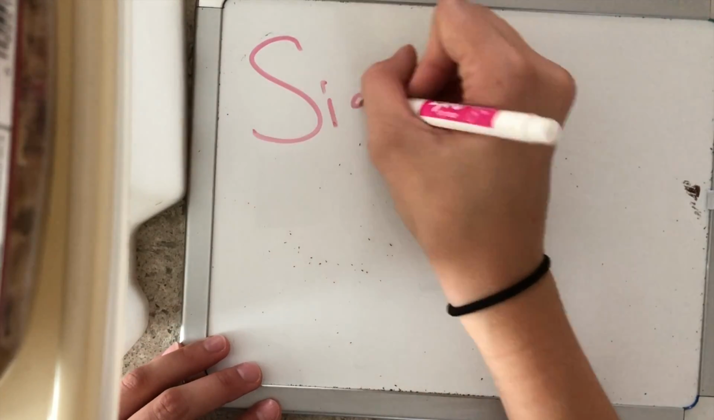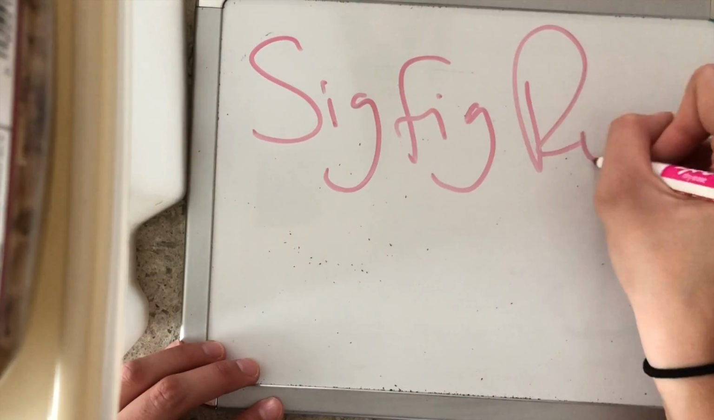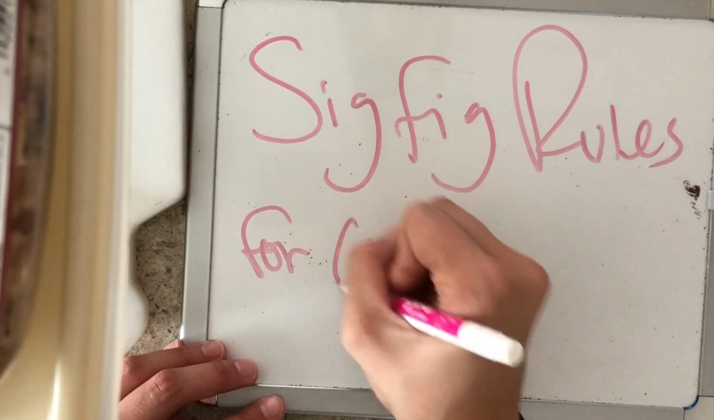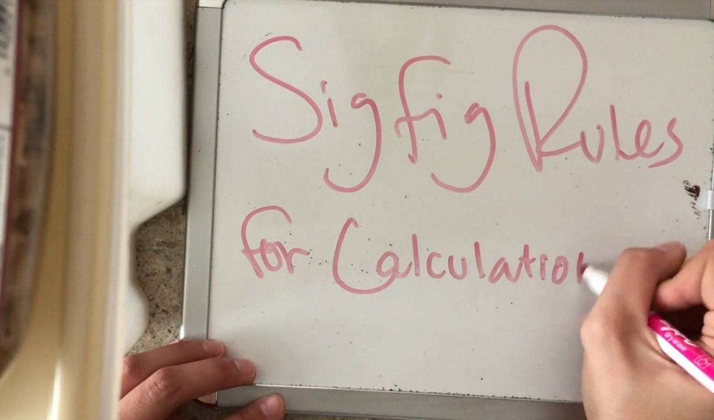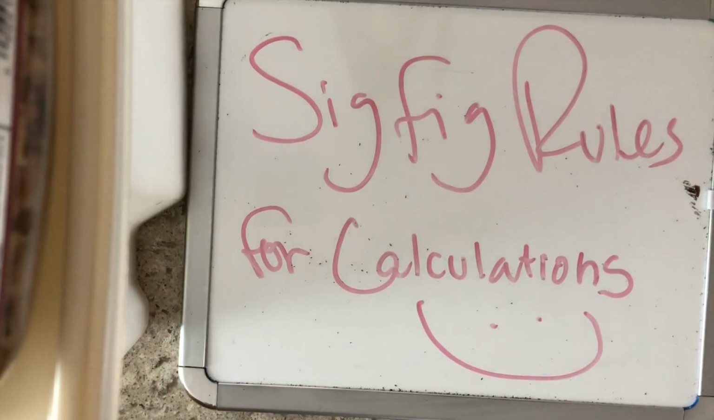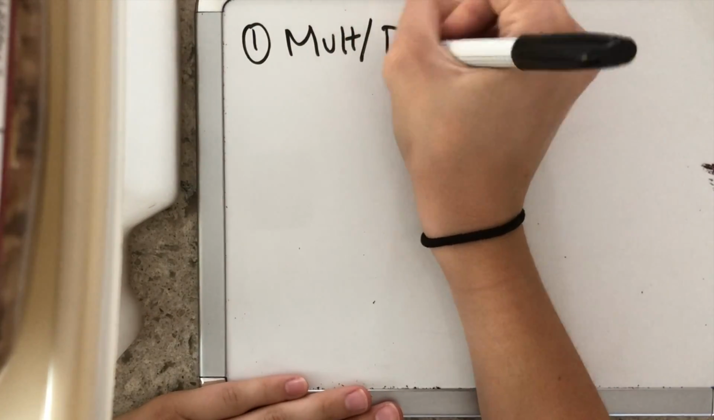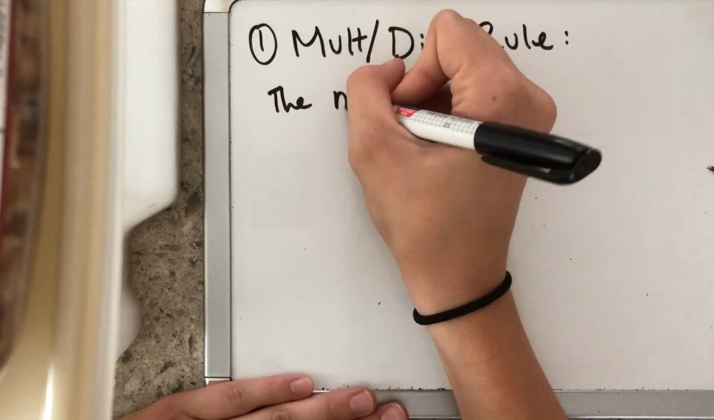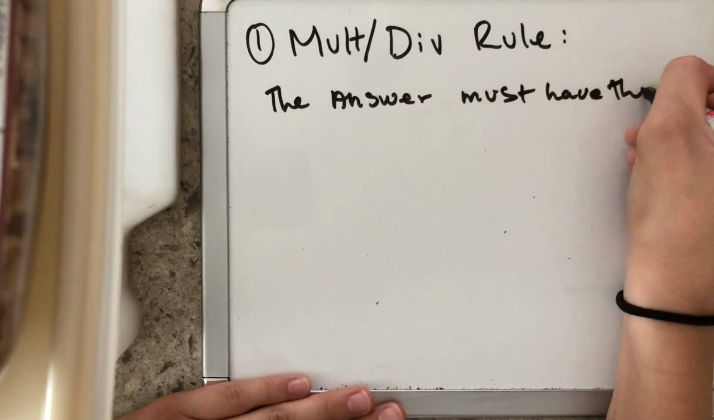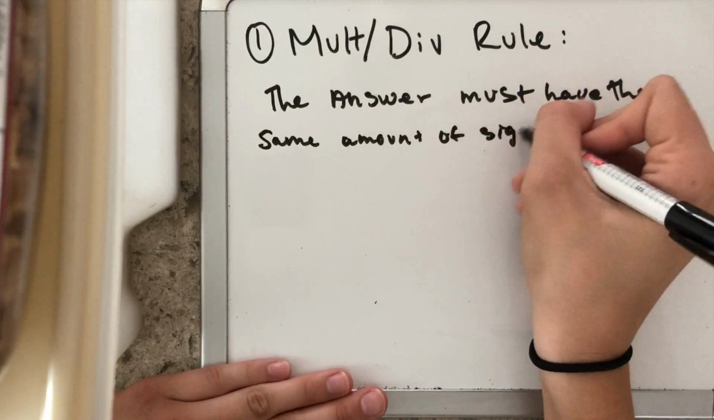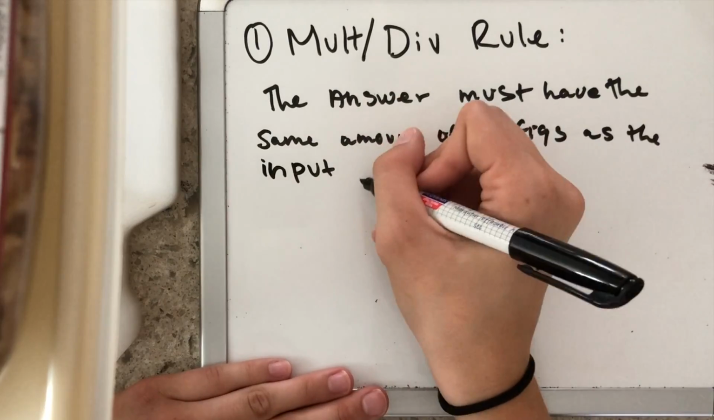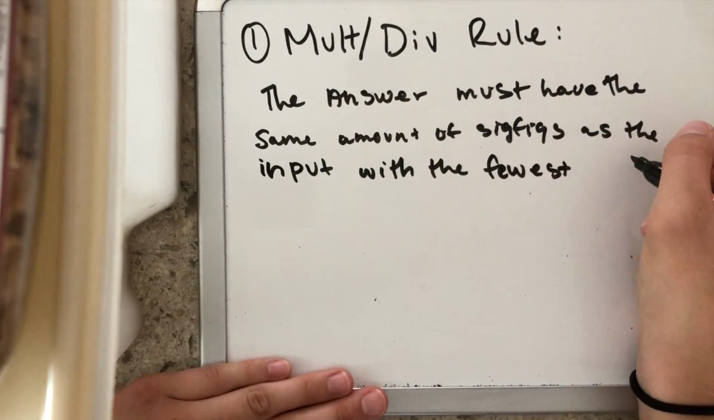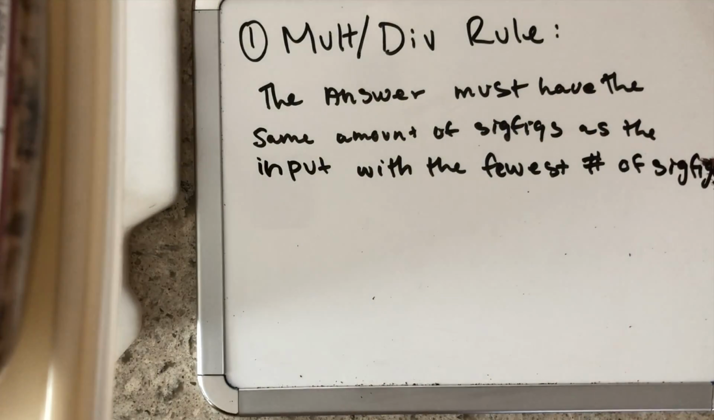Now that we have gone over the sig fig rules, let's review the rules involved with sig figs in calculations. This first rule is for multiplication and division. The answer must have the same number of sig figs as the input with the fewest number of sig figs. Here's an example.